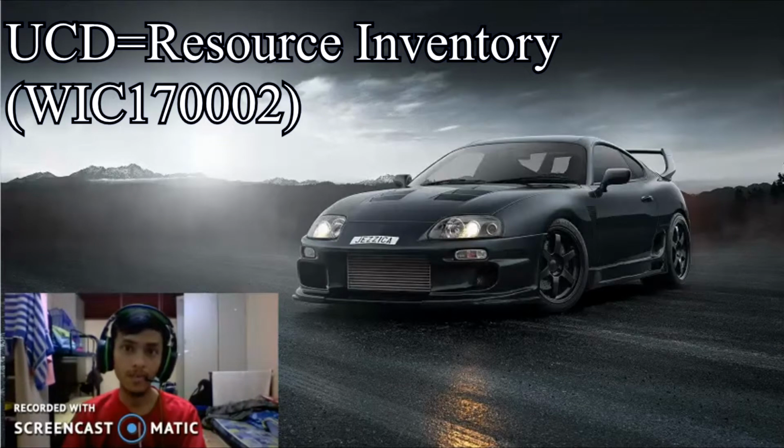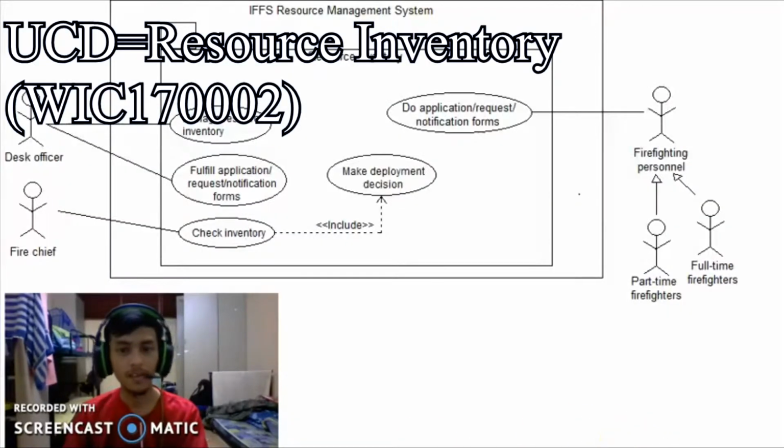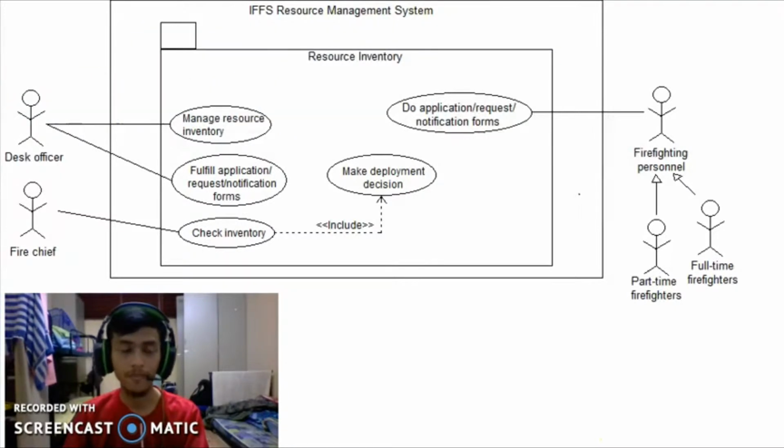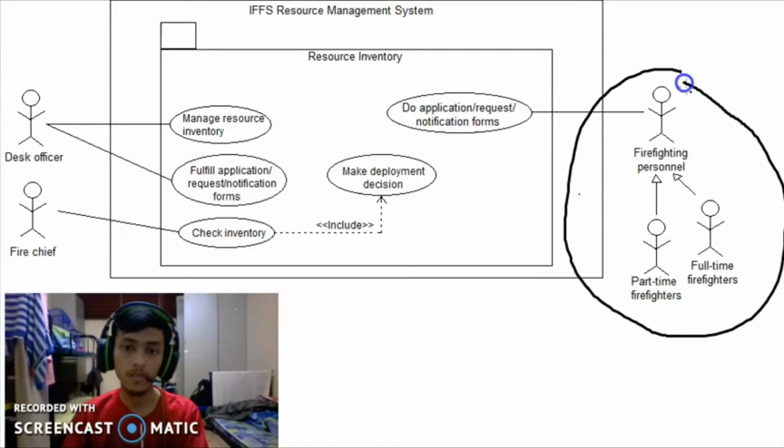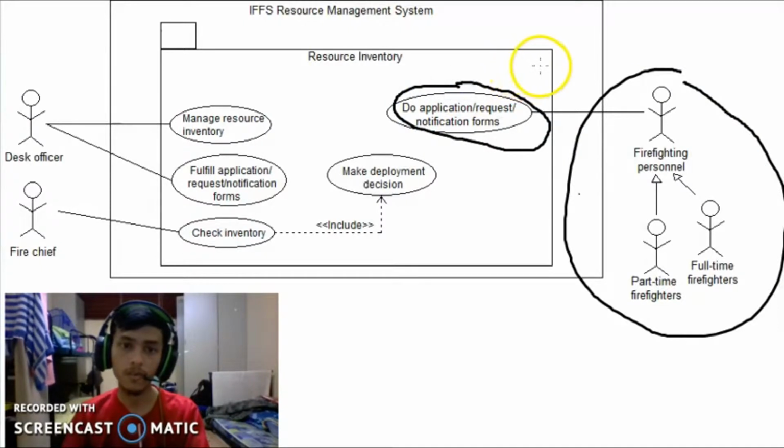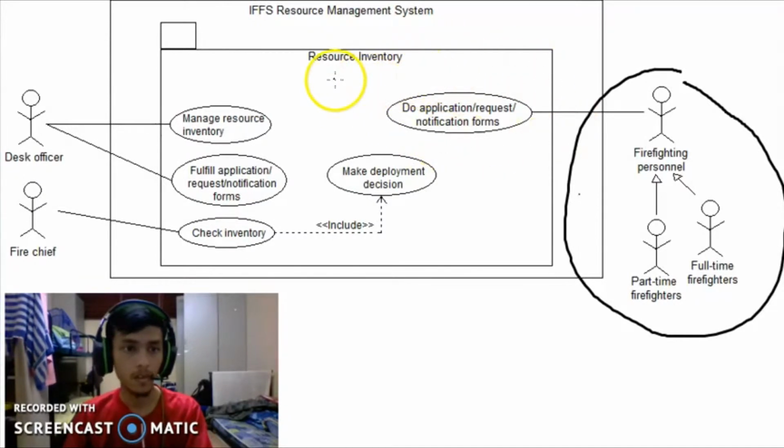Today, I will present about our system, and this is half part of our UCD. This is our UCD resource inventory. Firstly, firefighting personnel, which consist of part-time and full-time firefighters, will do the application request or notification forms, and the system will store their form in the system.